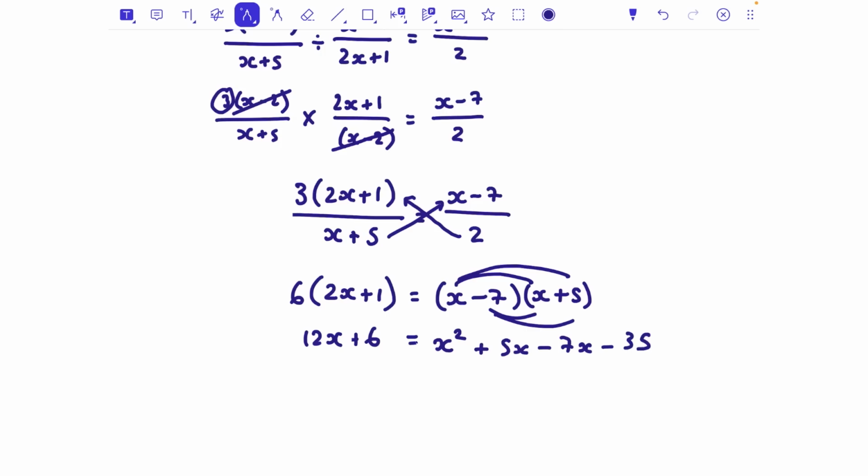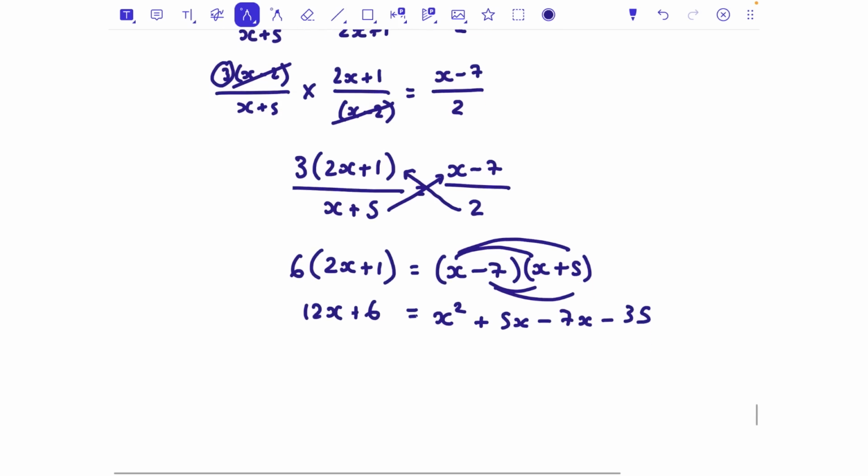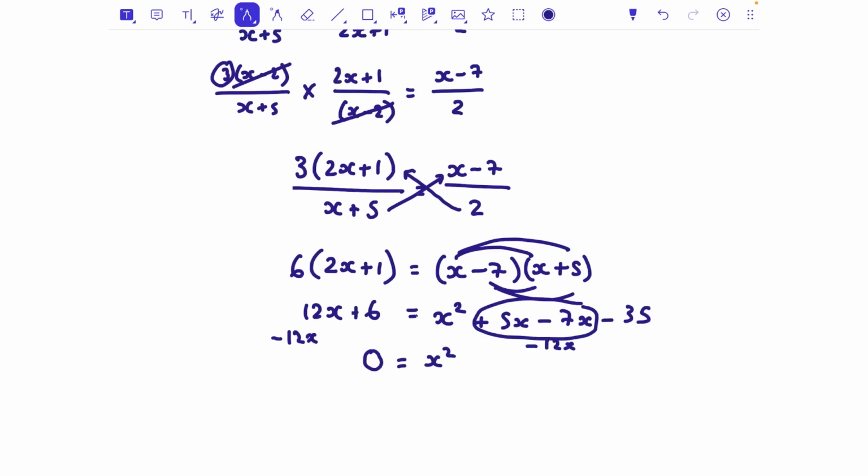Now this is looking like a quadratic, so I'm going to make it equal 0. So this side is going to become 0 equals x squared. We need to take 12x away from both sides. I've got minus 2x already from this. So if I'm taking away 12 more, I'm at minus 14x. And then I'm going to subtract 6 from both sides. So that is minus 41. Minus 35 minus 6 is minus 41.